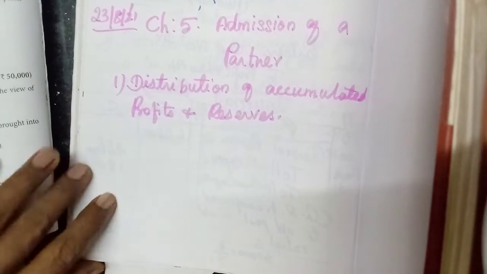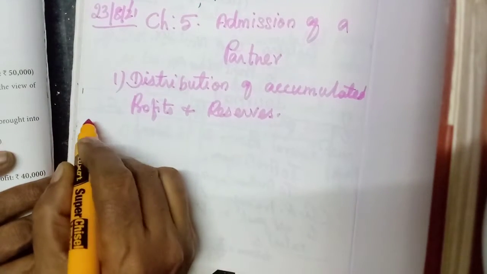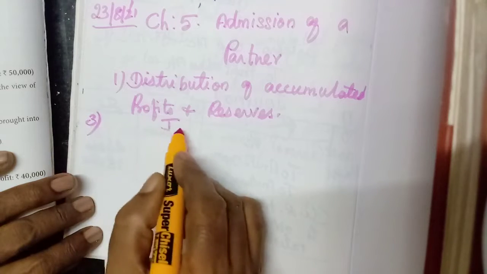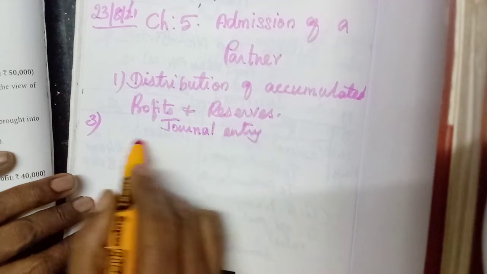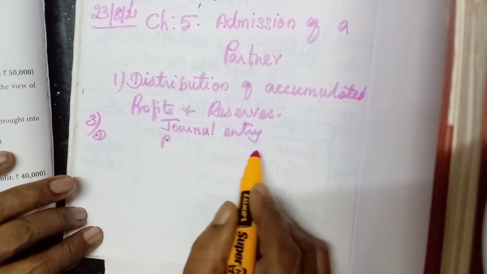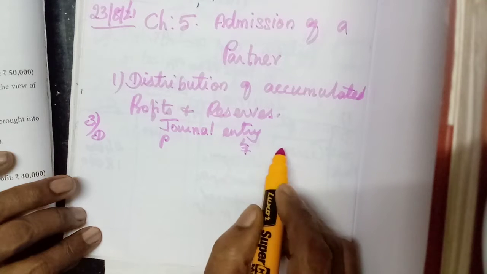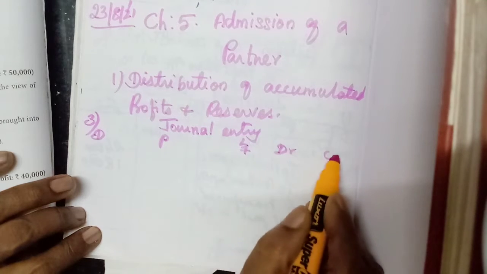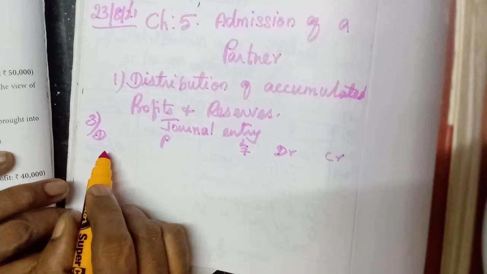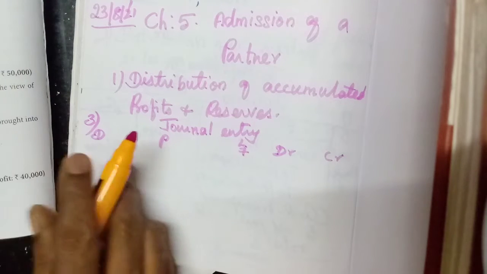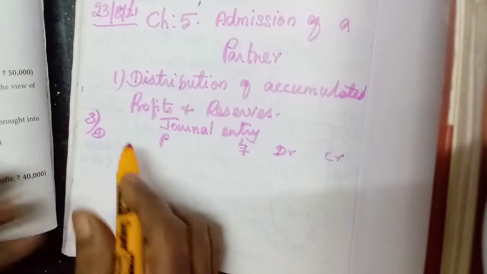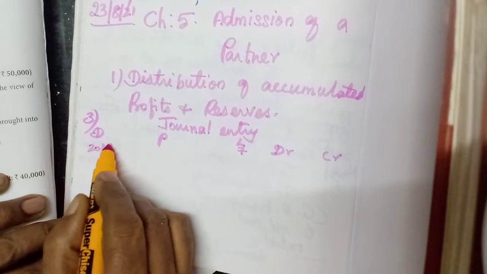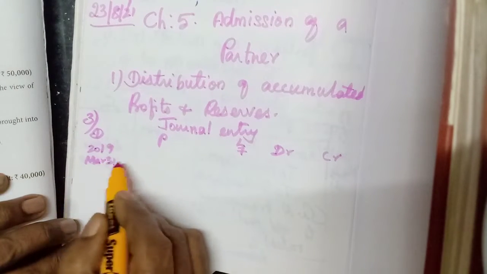So let us write the journal entry. Okay, the question number third one, journal entry. We know there are 5 columns, isn't it? Date, particulars, LF, then debit, credit. So date, when the new partner is admitted, maybe the last date. Okay, 31st March, 2019 March 31.